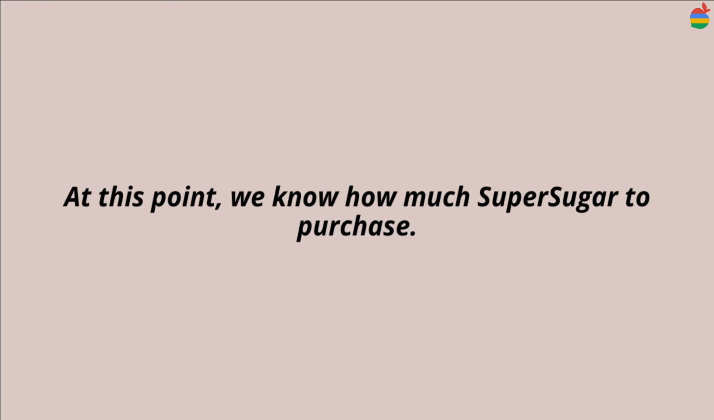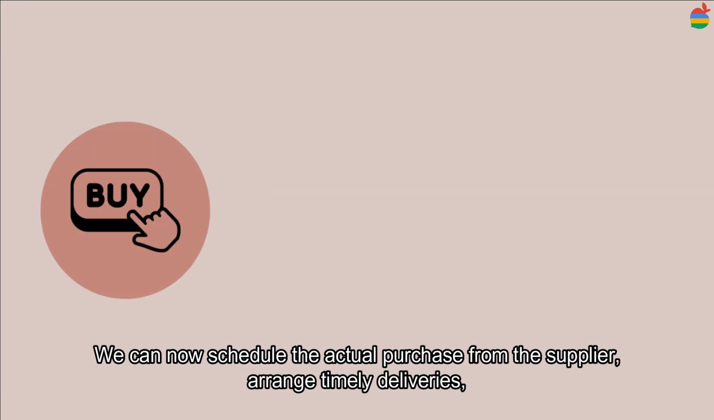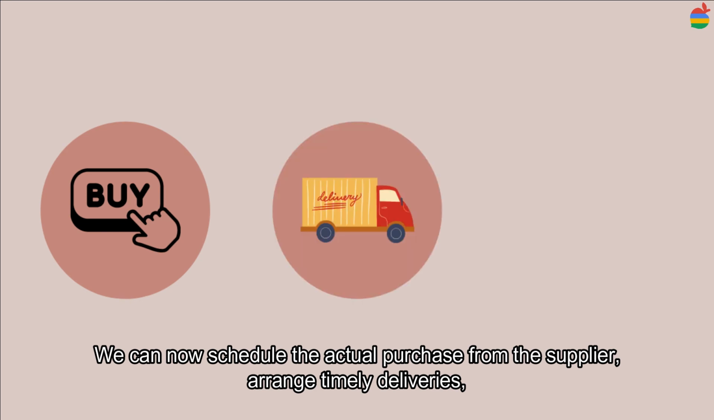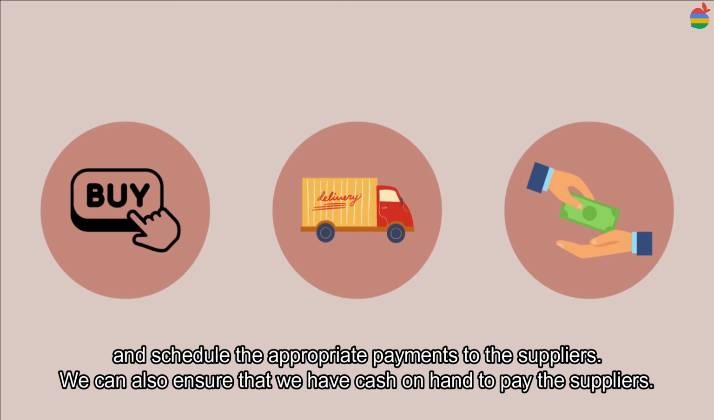At this point, we know how much sugar to purchase. We can now schedule the actual purchase from the supplier, arrange timely deliveries, and schedule the appropriate payments to the supplier. We can also ensure that we have cash on hand to pay the supplier.